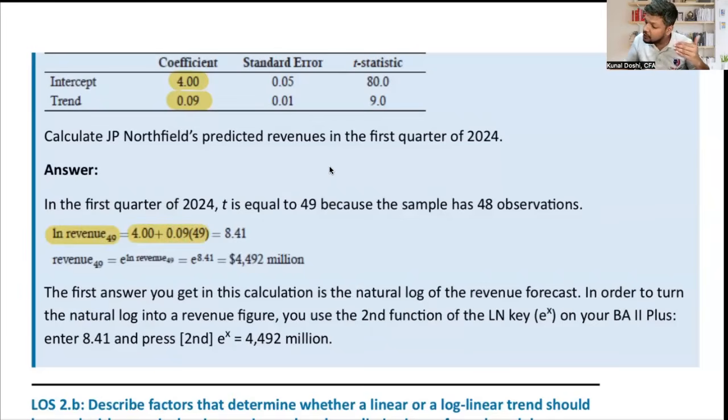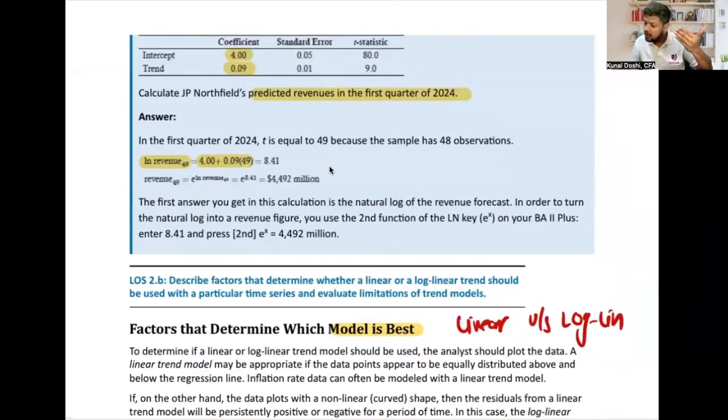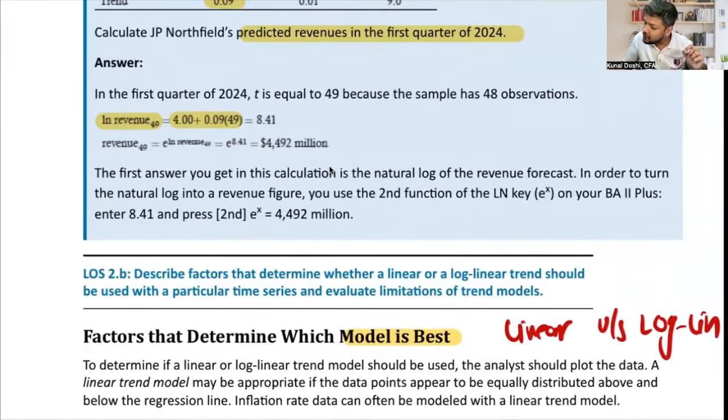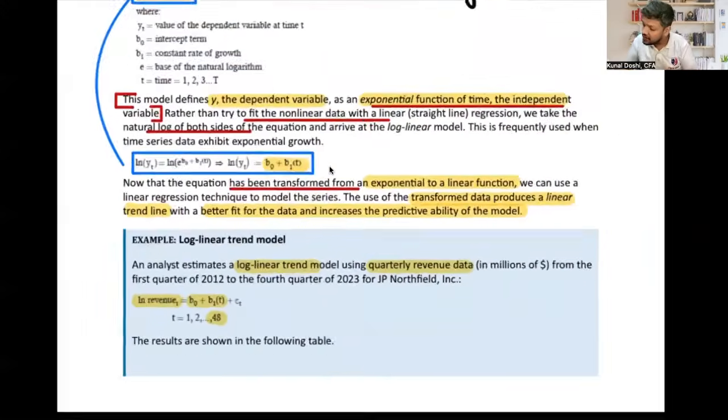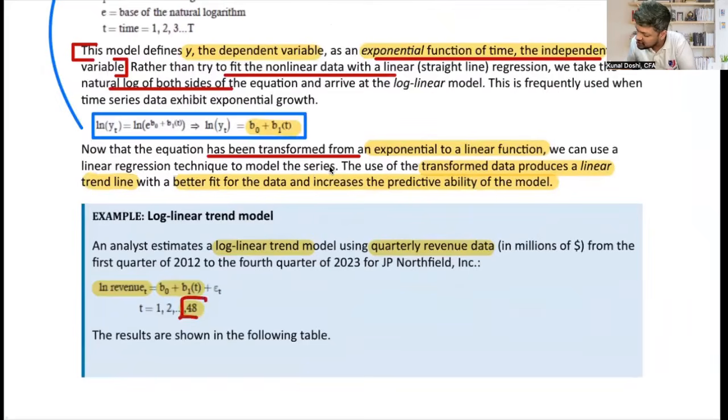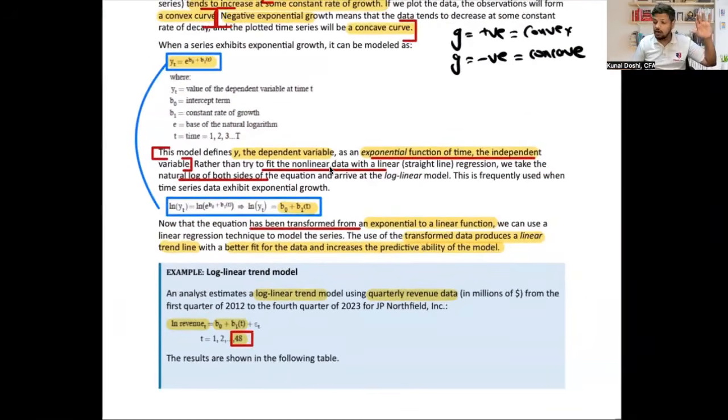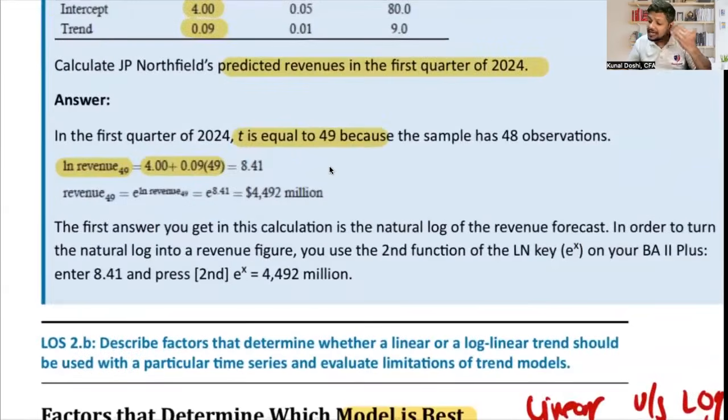Now, they wanted me to predict the revenue in the first quarter of 2024. The first quarter of 2024 means T is equal to 49, because previously we were given 48 observations. So we were already having the data for 48 observations in the original model. Now we want the next quarter. So my T will now be 49.